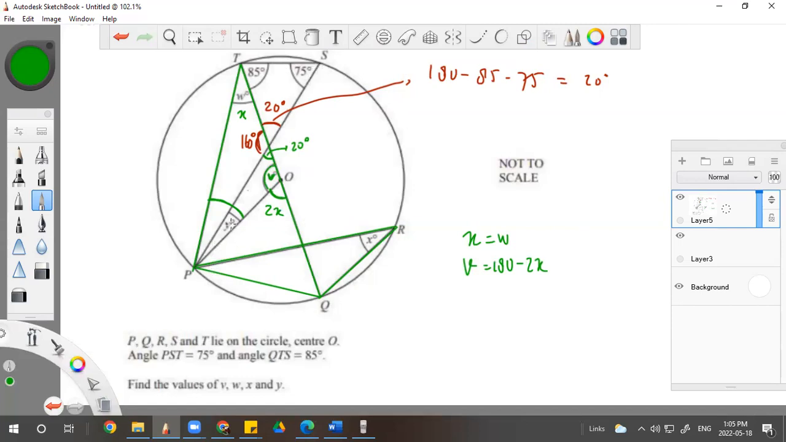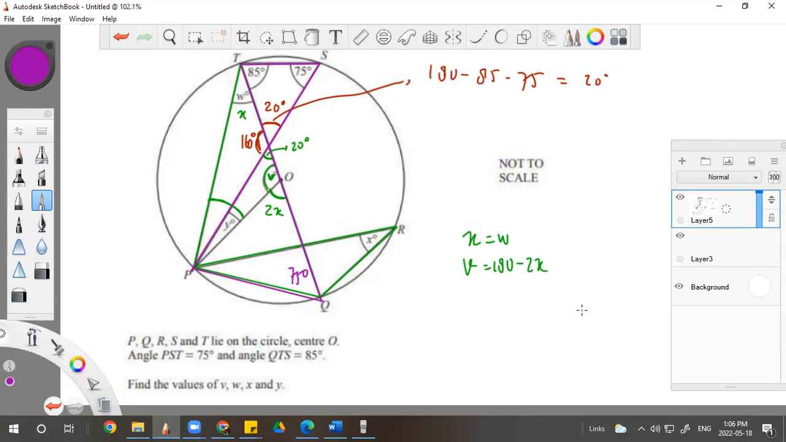Tunggu. 75. Oh, dapat. Nih guys, ini kan 75. Gila, ini susah banget. Lu harus cari-cari, mikir-mikir. Ini kan 75, right? Subtended by the same arc. Ini juga 75, guys. See? 75 degree. Okay, you can get the value of X.